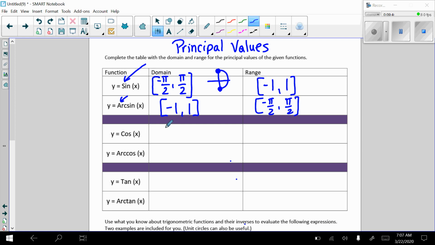For cosine, remember we restricted our domain to go from 0 to pi, including 0 and pi. And on our unit circle, we would be focused on the top half of the unit circle. And again, our range goes from -1 to 1. Just reverse those for our inverse cosine, and our domain goes from -1 to 1. Our range goes from 0 to pi.